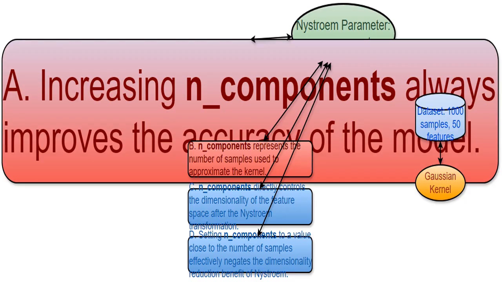This one is also false. The n_components parameter actually refers to the number of eigenvectors used in the approximation, not the number of samples. The number of samples used is controlled implicitly by the algorithm, depending on the implementation specifics. It's easy to confuse these two, but they are distinct concepts.